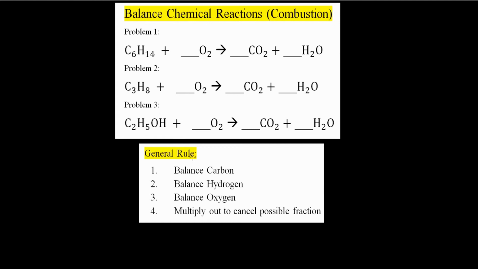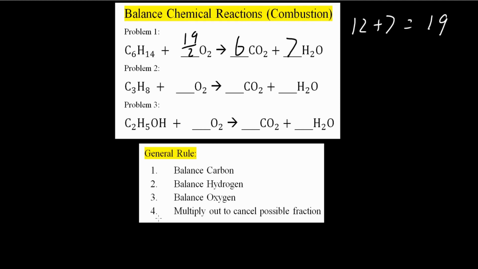So in this case, following the rule, balance carbon. Here we have 6 carbons. So I'm going to put a 6 right here. So now carbon is balanced. Now we need to balance hydrogen. We have a 14 here, and we have a 2 here. So if I put a 7, I get 14. Now we need to balance oxygen. So 6 times 2 is 12, plus 7 times 1 is 7. So we get 19. So in order for this to be balanced, this needs to be 19 over 2, because 19 over 2 times 2 would be 19.